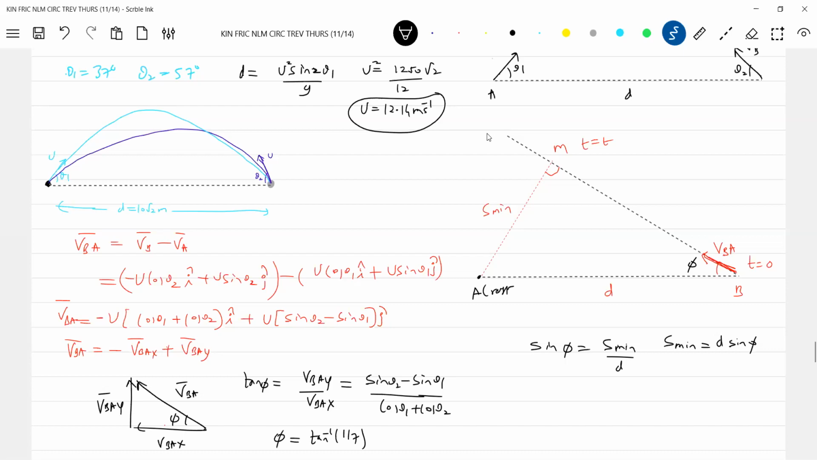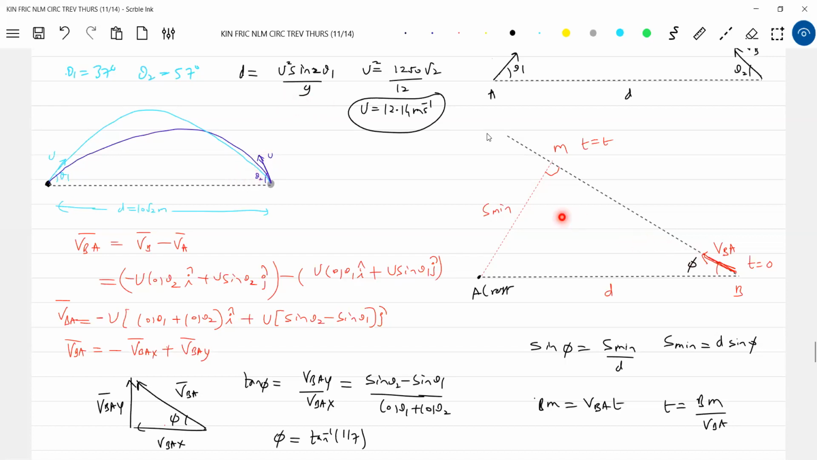Then also you can calculate the time taken. For the time taken, what is needed? We know VBA, the magnitude. So the distance BM should be equal to VBA into T. So this is the time taken when the separation between them is minimum. VBA is root of VBAx square plus VBAy square. Only thing is that the initial things have to be taken care of properly.